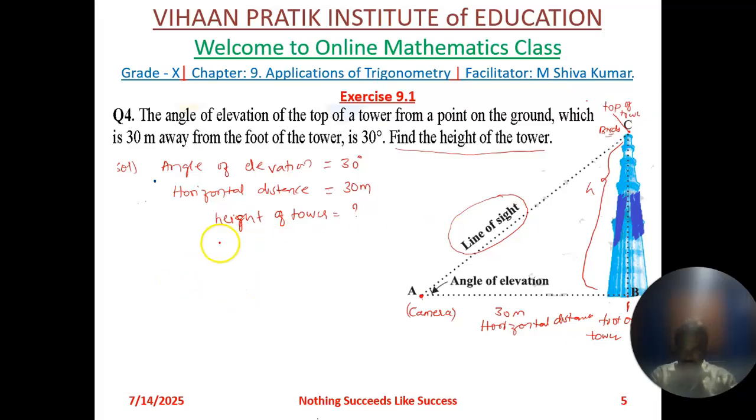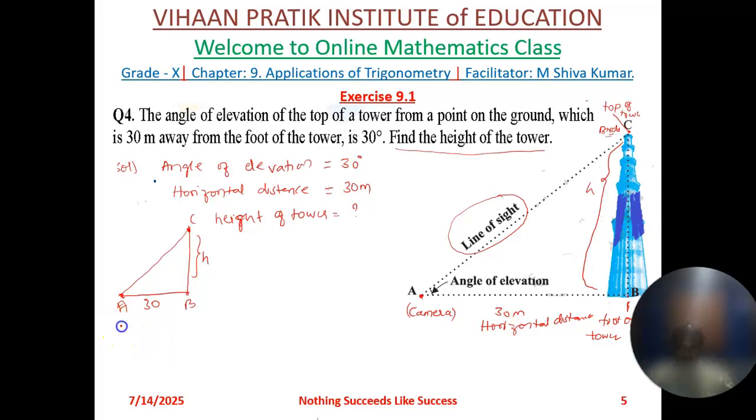So let's draw this picture as a right angle triangle like this. This point is A, the point of camera. This point is B, the foot of the tower, and this point C is the top of the tower. We need to find this height. Let's assume this as h. The distance between A and B, the horizontal distance, is given as 30 meters.